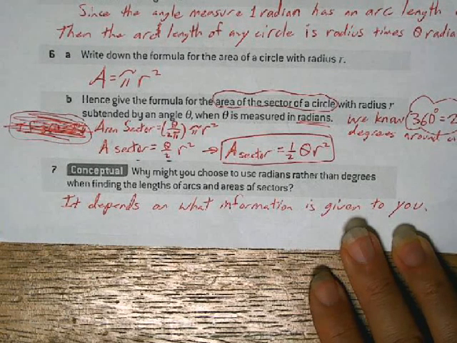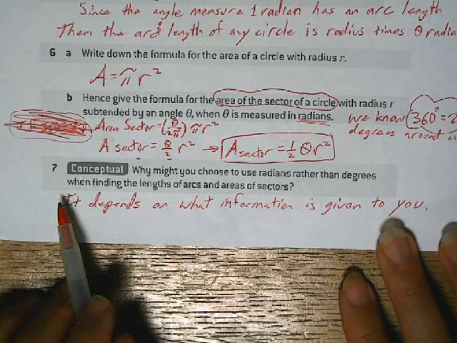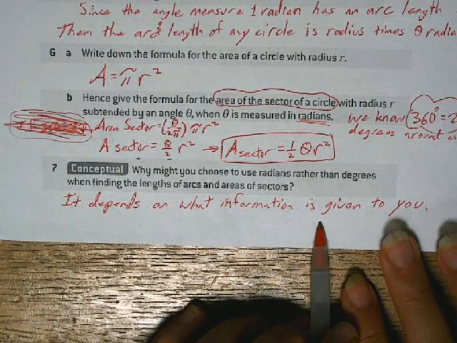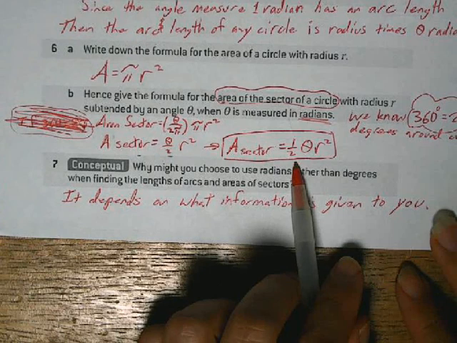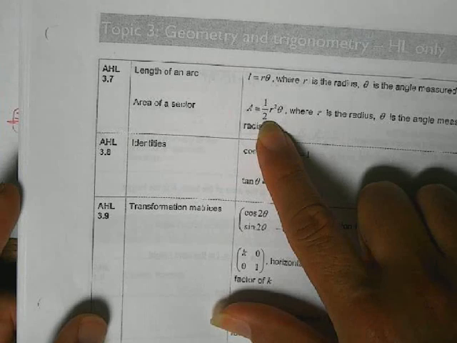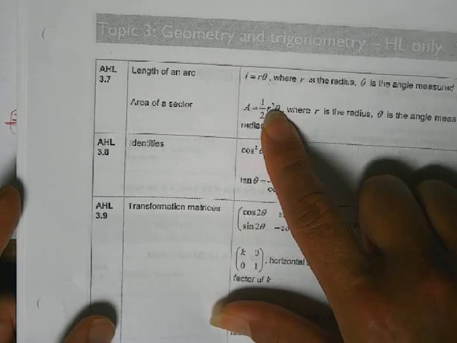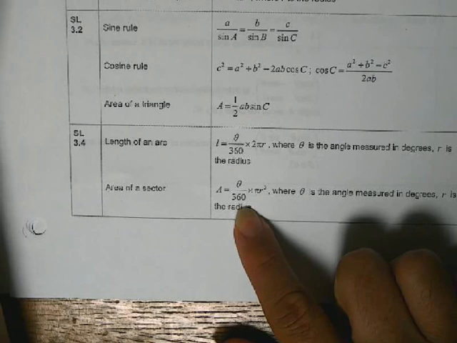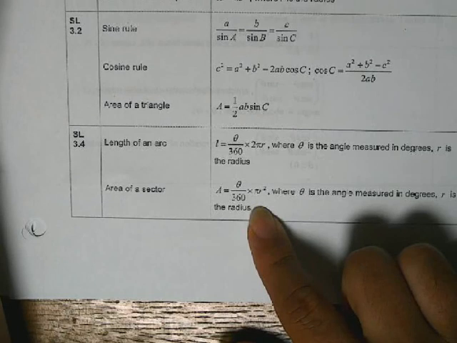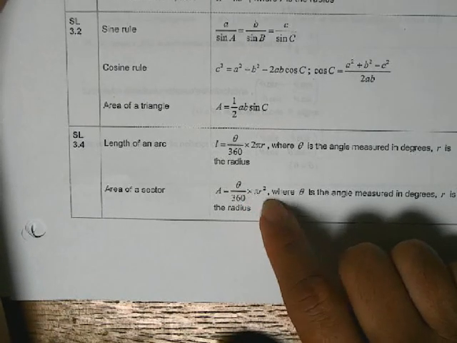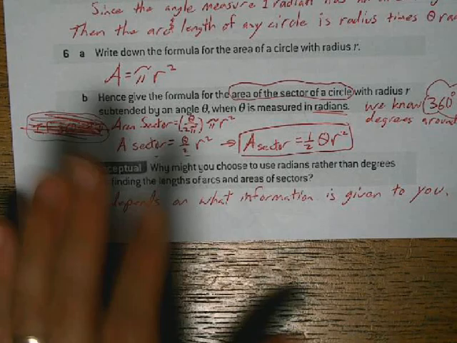So when might you want to use one or the other? You would probably want to use radians for this area, because it's going to be easier. The formula for the area of a sector in radians is pretty simple. When you're finding the area of a sector in degrees, you can still do it, but there are a few more additional variables involved. Okay, next page.